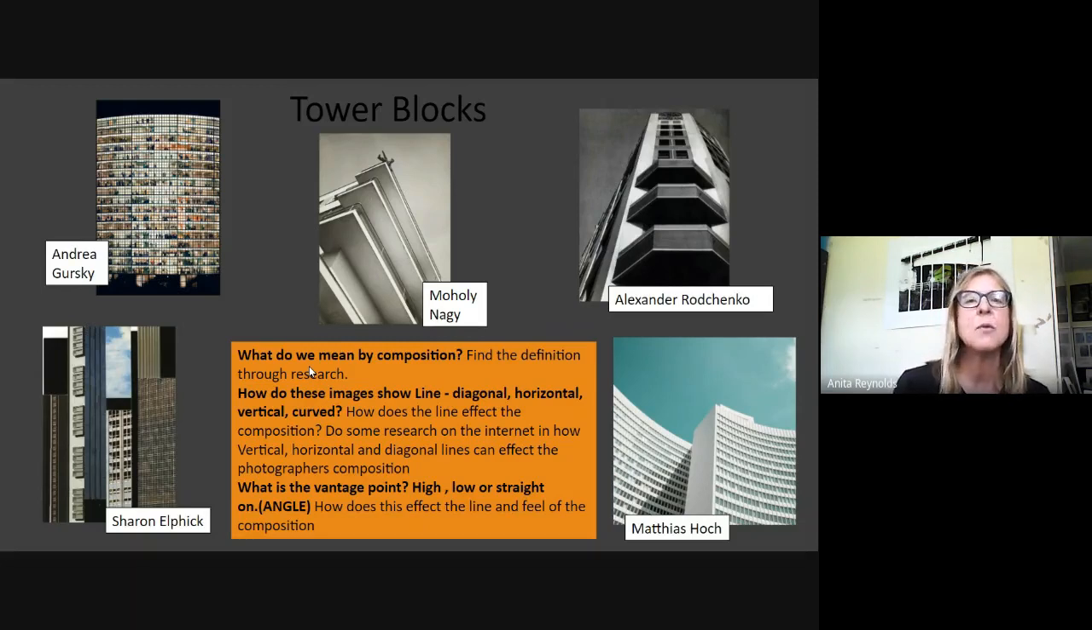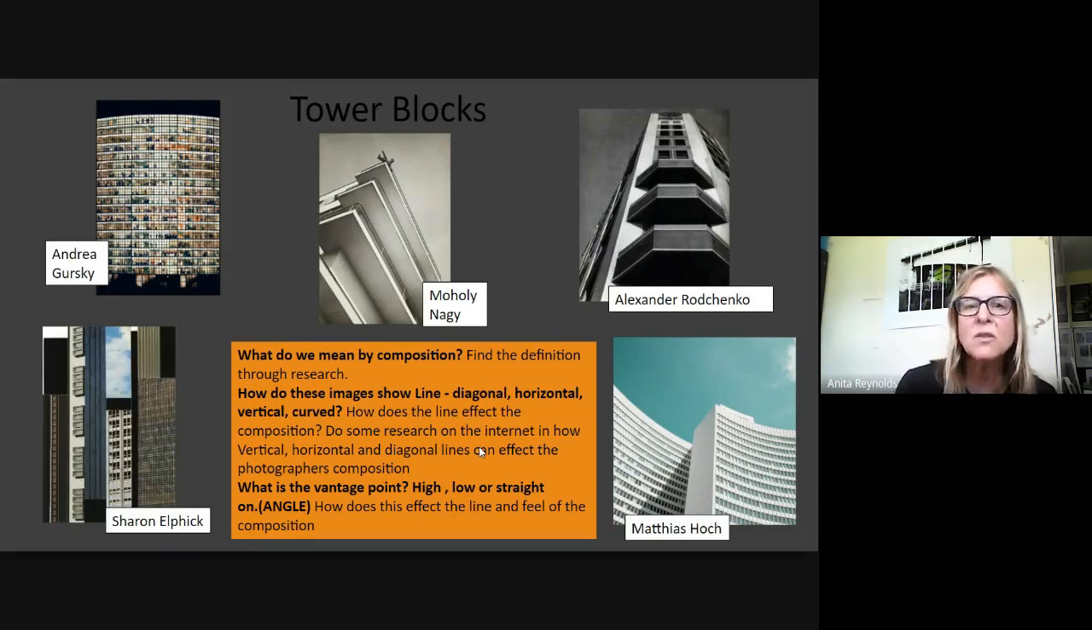The next thing I want us to look at is how these images show line in their composition. In each of these images, we can see diagonal, horizontal, and vertical lines and curved lines. What I want you to look at is how line affects the composition. And again, I want you to do some research on the internet, how vertical, horizontal, and diagonal lines can affect the photographer's composition. Okay, so you tell me about that.